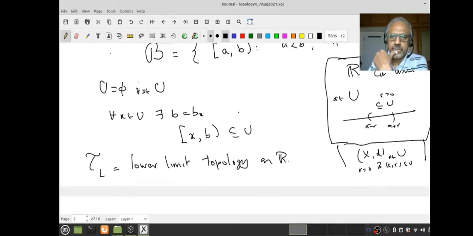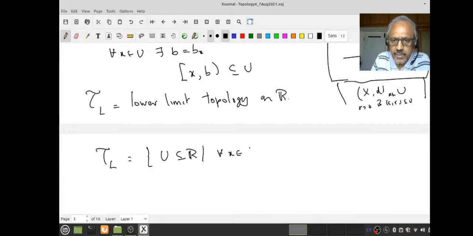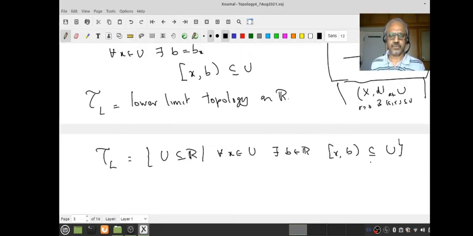So quickly recall, how do I define it? The tau L consists of all U subset of R so that for every x in U there exists a real number b so that [x, b) is contained in U. You just have to focus your attention on that, that's it. Now we will show that this is a topology, and this topology is called the lower limit topology.